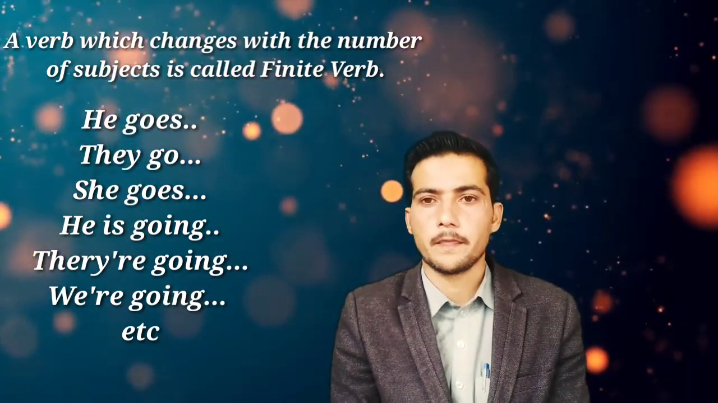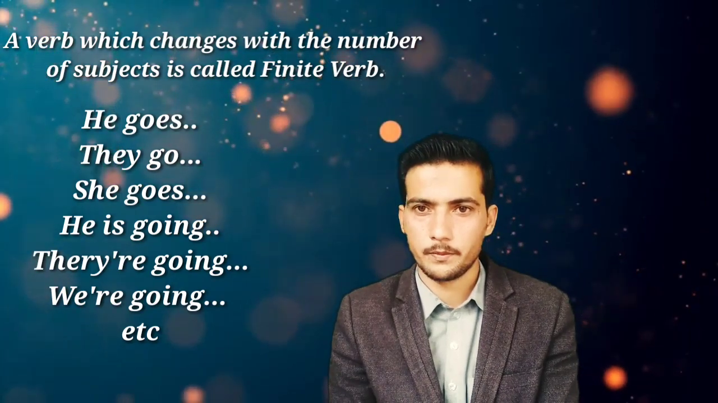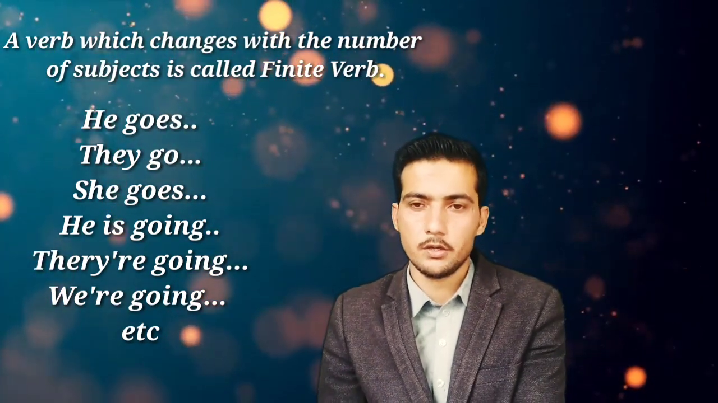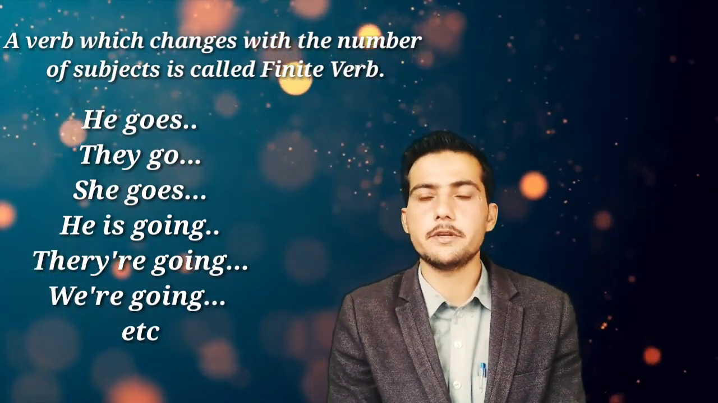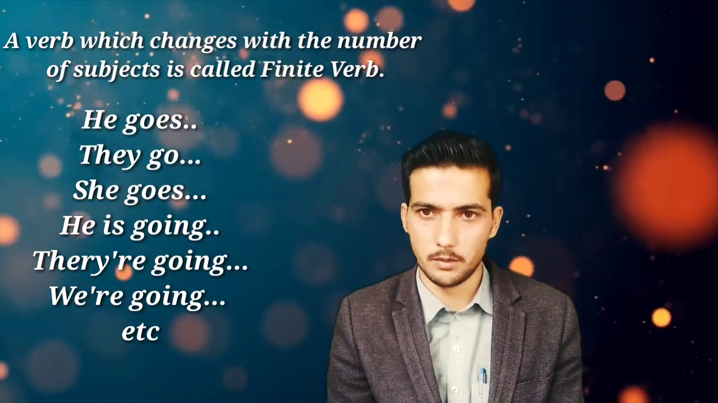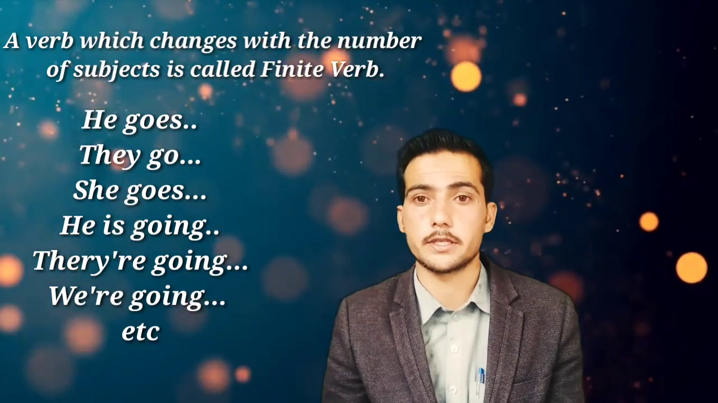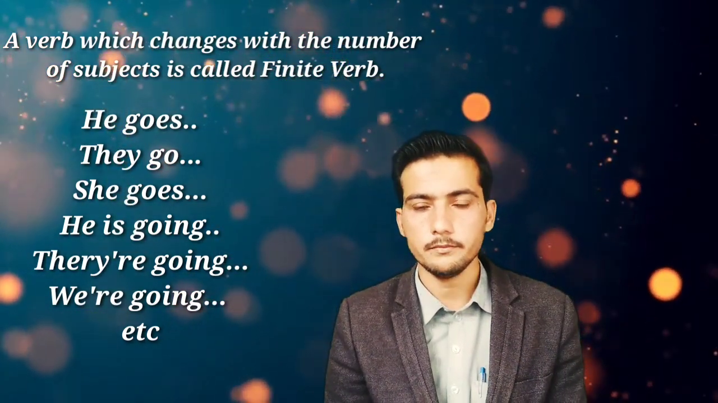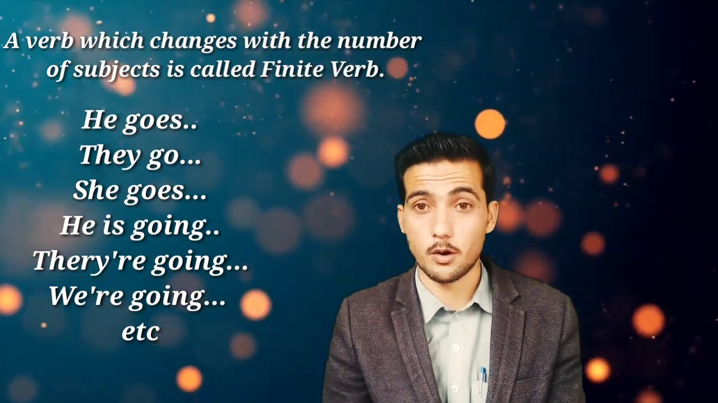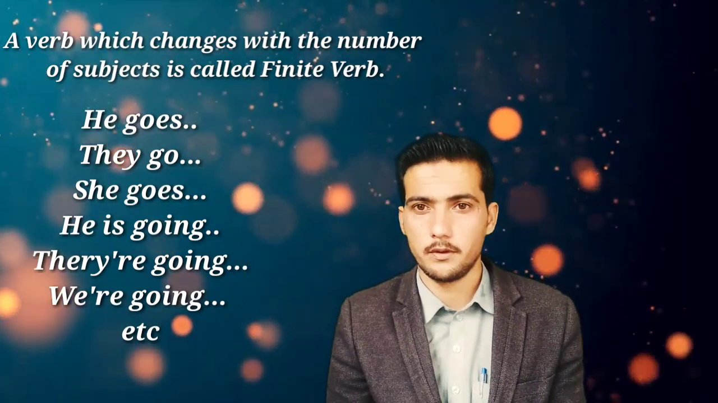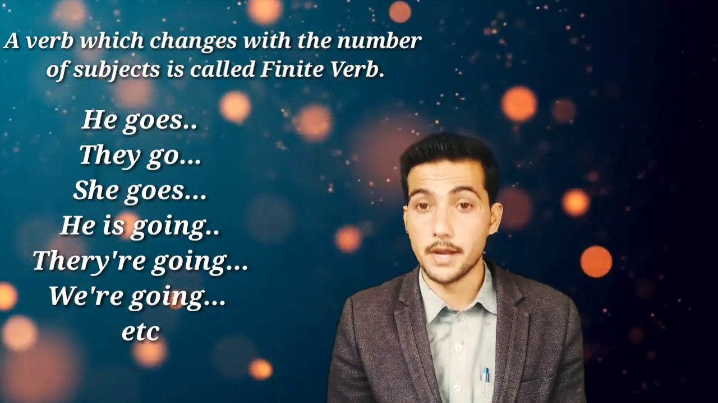For example, they are going, he is going. So now you can see that the auxiliary and the verb, that is the finite verb, shows us the tense. We can say that they are going is present continuous tense. Okay, those were the features of finite verb. Let's move towards non-finite.